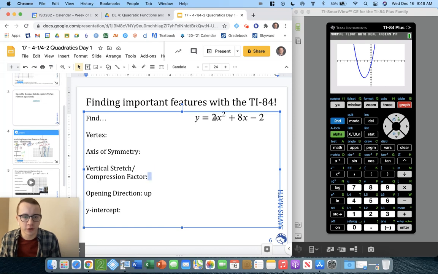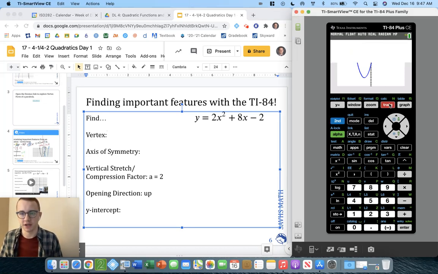I can also look right at the equation and not even use the TI-84 for the vertical stretch or compression factor. So I could just write that a is 2 here. The axis of symmetry and the vertex, I'm actually going to need to use the calculator for. The y-intercept, I'm going to need to use the calculator for. So let's go to the calculate menu, which is second trace.